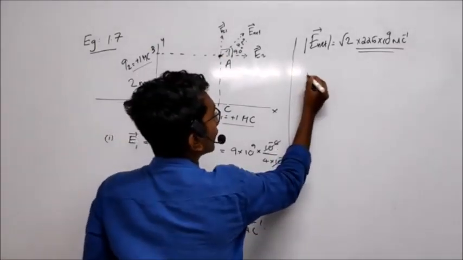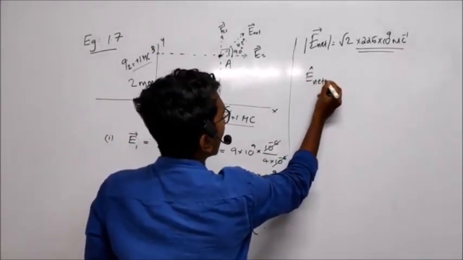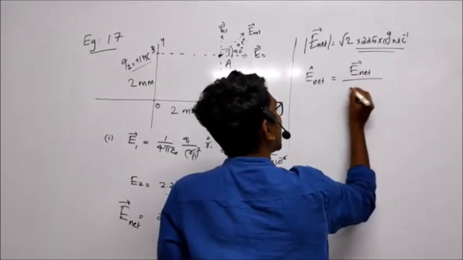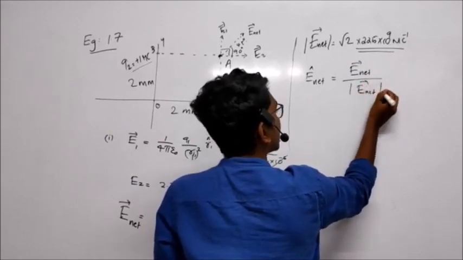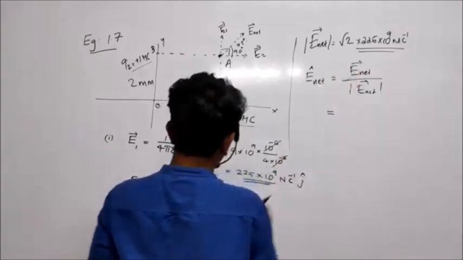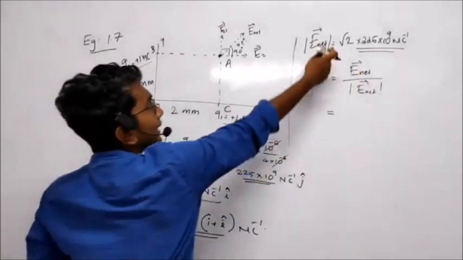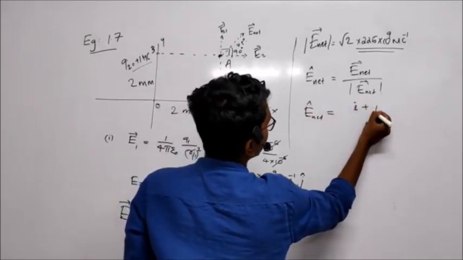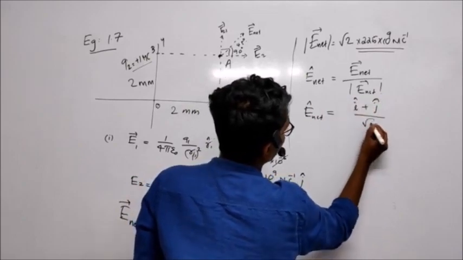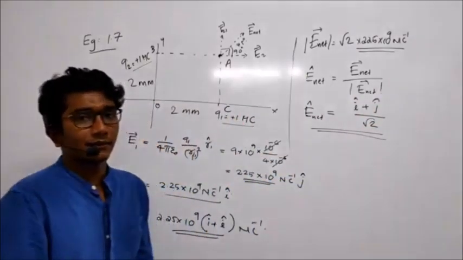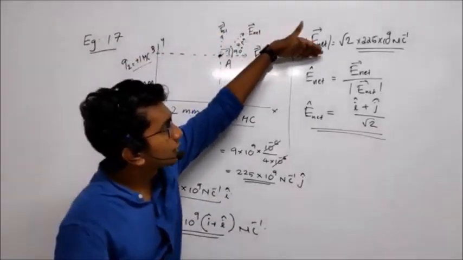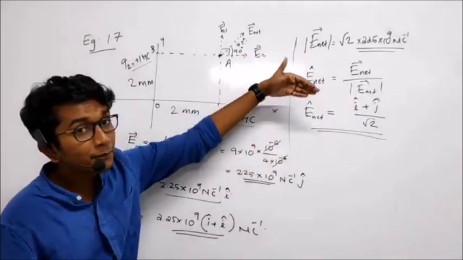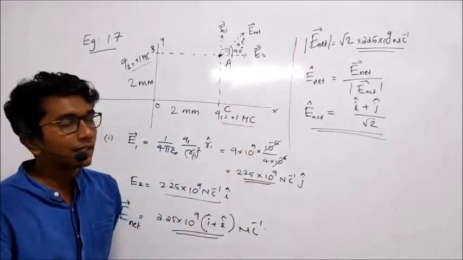Take this. How do you find the directional vector E net cap? The directional vector will be equal to E net divided by the modulus of E net. How much is E net? This one, divided by that one. So E net cap will be equal to i cap plus j cap divided by root 2. This will be the directional vector. So we have got the magnitude, we have got the direction, everything. Check step by step, then only you will get it. Otherwise you will get confused.